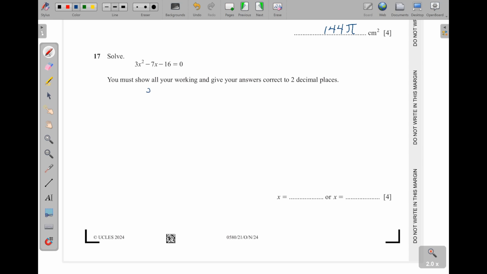formula. So the quadratic formula is x is equal to minus b plus or minus the root of b squared minus 4ac out of 2a. Our a is the coefficient of x squared, the b is the coefficient of x, and c is the constant part. So x is going to be equal to negative 7, then plus or minus, then this is negative 7 squared minus 4 times 3 times negative 16 here, then out of 2 times 3.